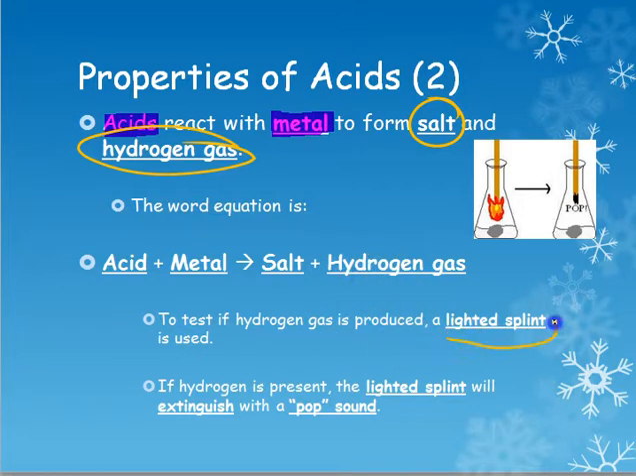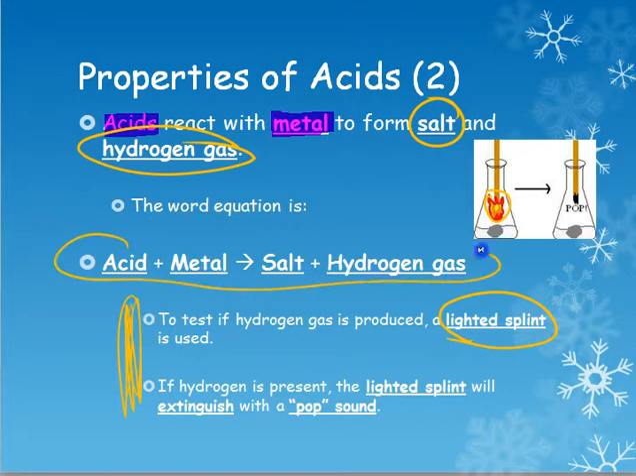What we can use is something called a lighted splint. It's actually a wooden stick with a fire at the end. When you put the lighted splint into the flask with hydrogen gas, the lighted splint will extinguish with a pop sound. So just take note, you must know how to do the test for hydrogen, and you must know the reaction. So the first one, acid reacts with metal to give you salt plus hydrogen gas, and you must learn how to test for hydrogen gas.